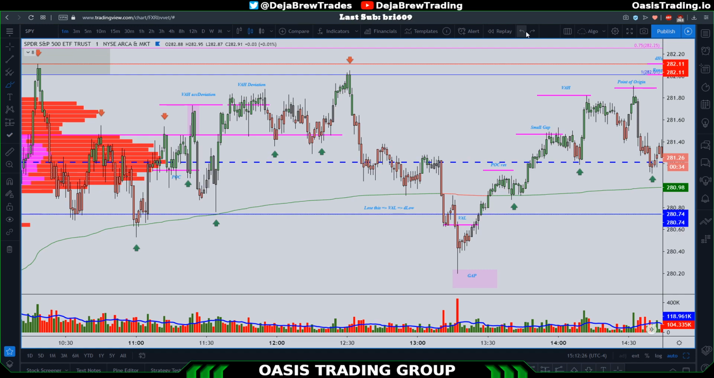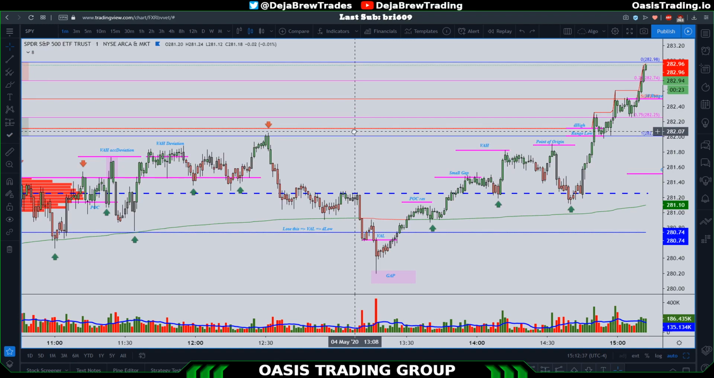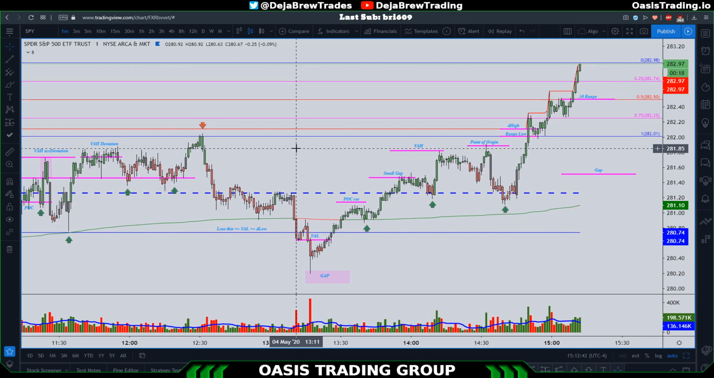Okay? None of this is hindsight. If you guys are in the Discord, I called out every single one of these levels prior to them being tested. Okay? So I know for you guys on stream, this looks like hindsight. I can show you the screenshots once we're done. Pretty much all these levels were called out prior to them being tested.